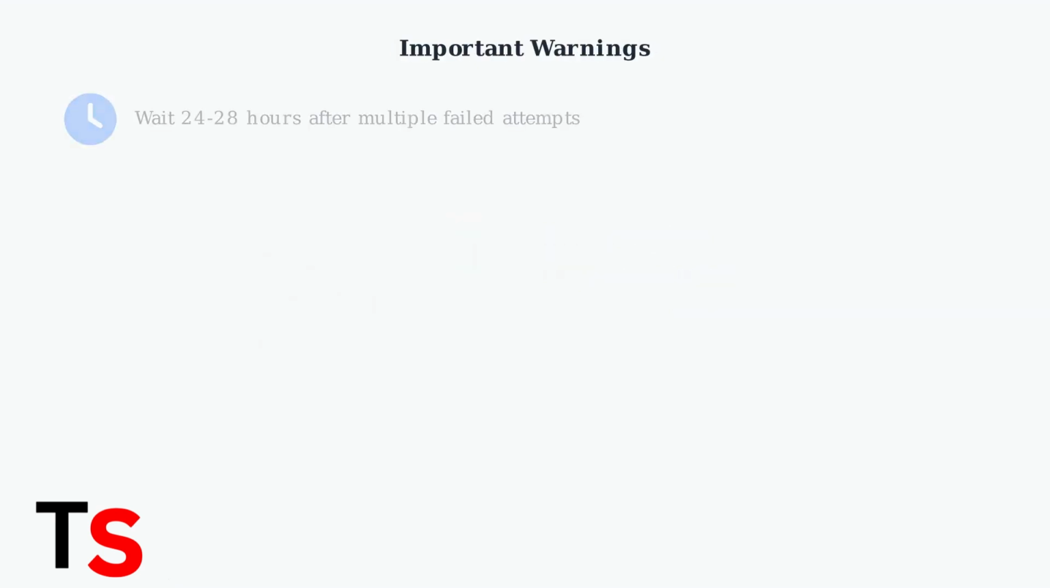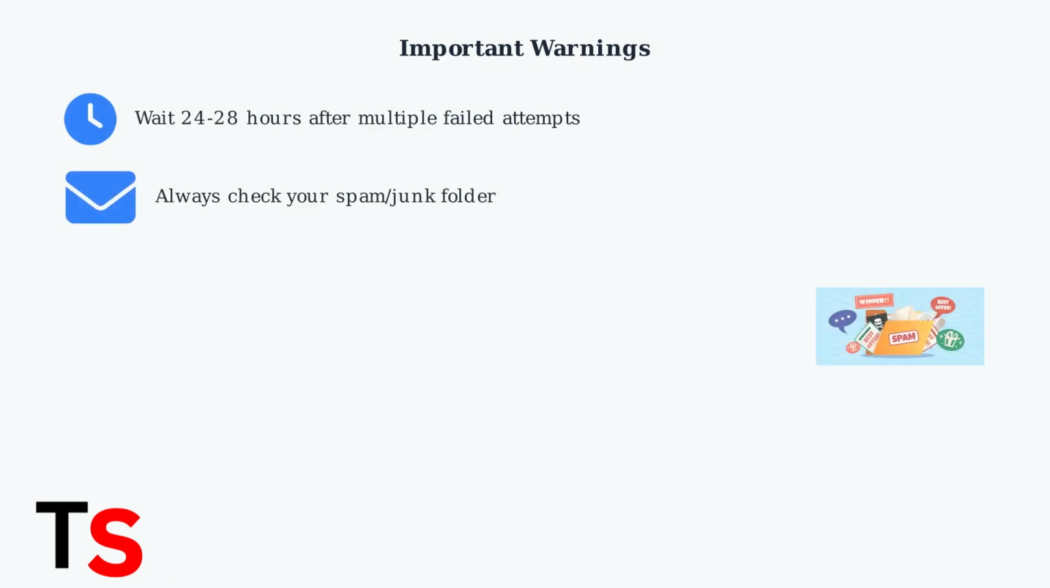Here are 3 critical warnings to remember. If you've tried multiple times, wait at least 24 hours before requesting another code to avoid a temporary lockout. Always check your spam or junk folder, as verification emails often end up there.